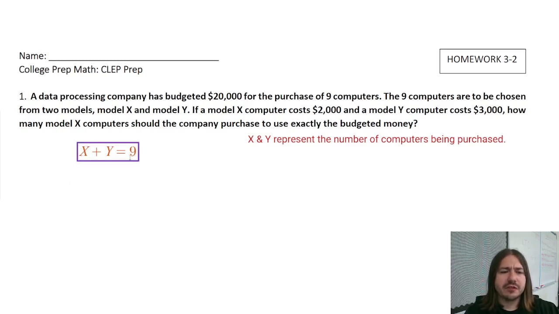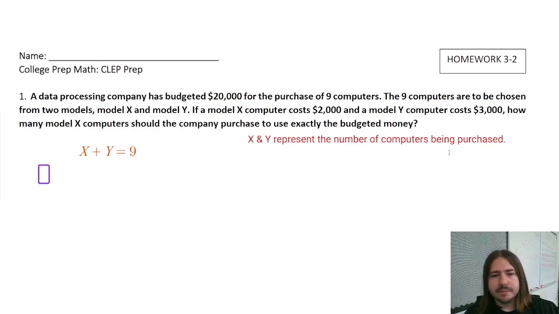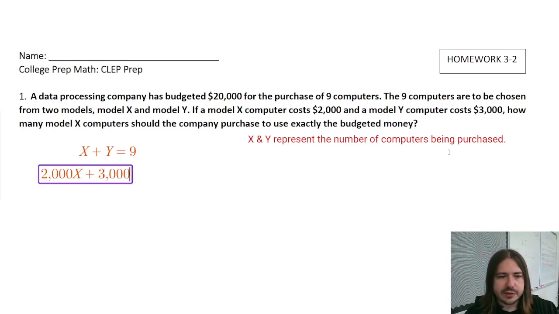Okay, so that's the first piece of information, the number of computers being purchased total. The second piece of information is about the cost. So what we're going to end up doing here is set up a system of equations that we can solve for X and Y. So now Model X, what did it cost? $2,000 for Model X. I'm going to multiply each computer that we purchase that's a Model X by $2,000. And the Model Y computers cost $3,000. That one must be a Mac. Okay.